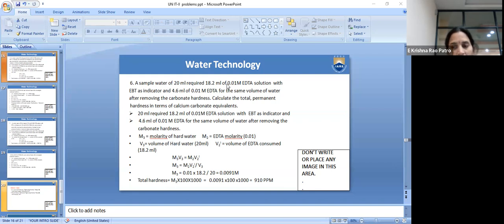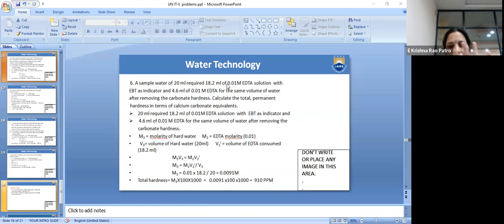Now last line. 5.5 ml of EDTA required for the same volume of water. Same volume means 20 ml only here also, after removing carbonate hardness. So 3 I gave volume of EDTA. First is 21.5, second is 10.5, third is 5.5. So 3 you have to find out: total hardness, permanent hardness, temporary hardness.